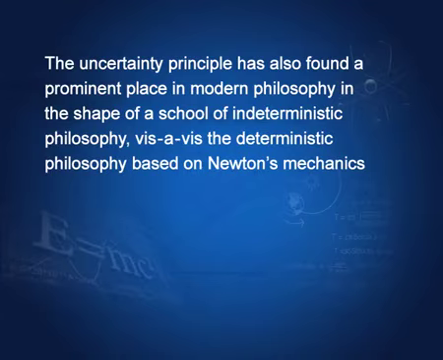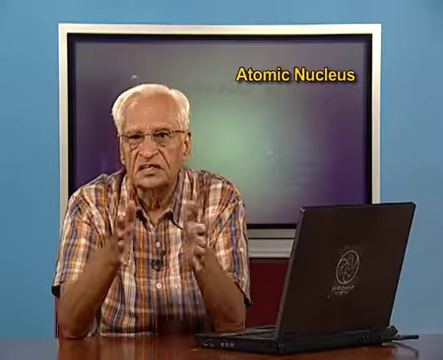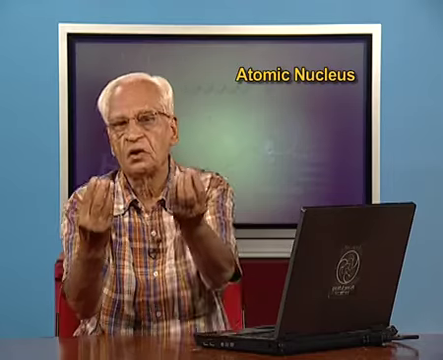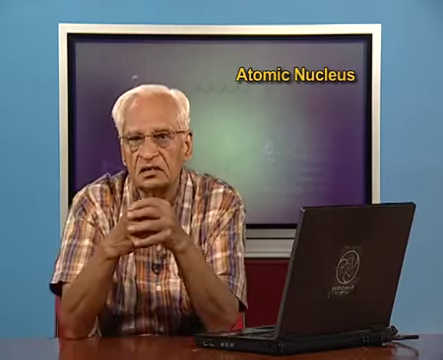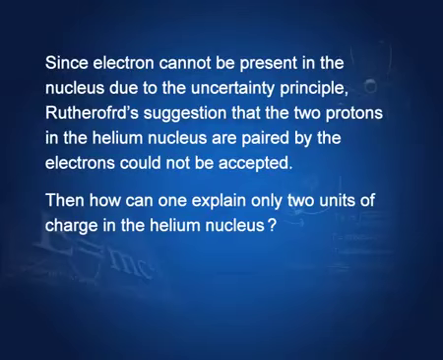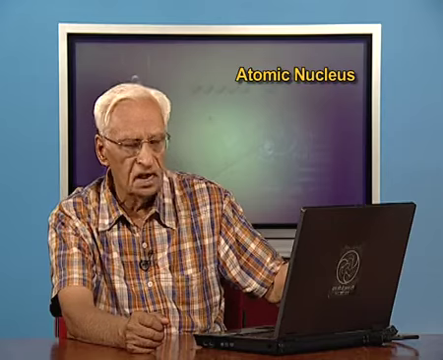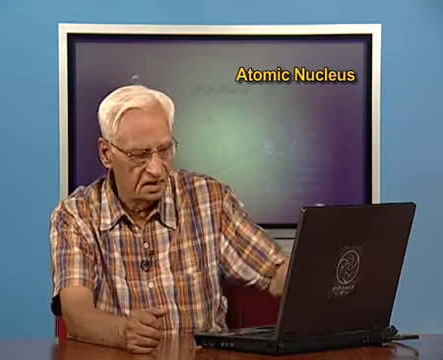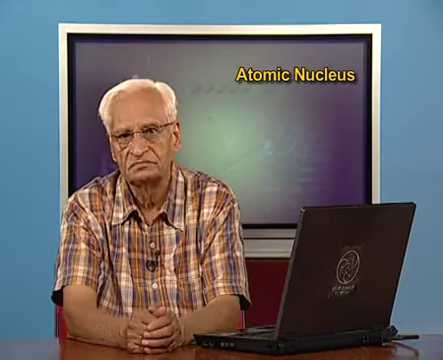Since an electron cannot be present in the nucleus due to the uncertainty principle, the suggestion of Rutherford that one proton and one electron can form pairs was not acceptable. Then how can one explain the structure of the helium nucleus? Rutherford proposed a very ingenious solution.